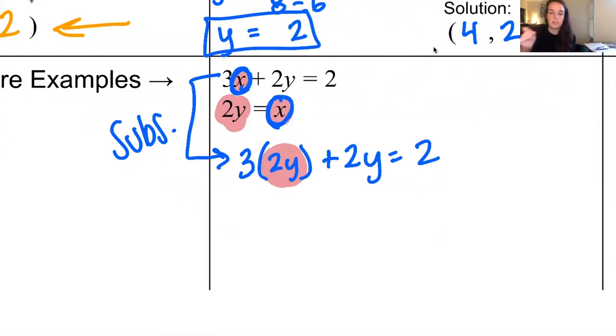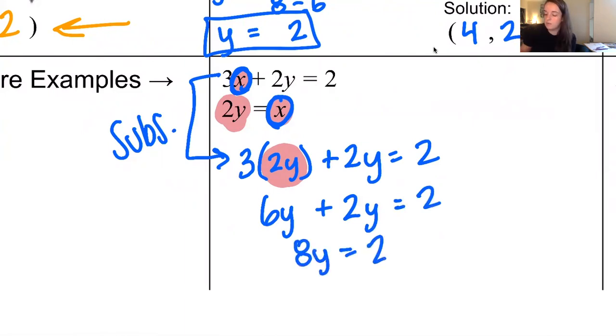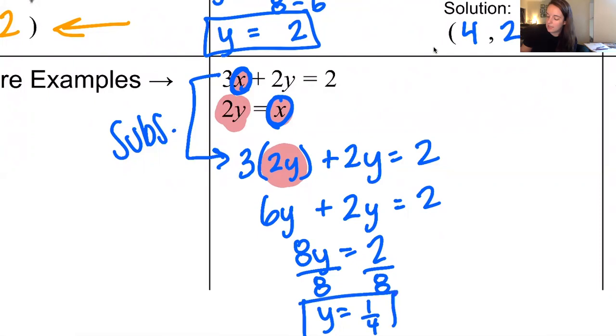So I would have 3 times 2y would be 6y plus 2y equals 2. I'm going to go ahead and combine like terms. So I have 8y equals 2. Divide by 8. Get y equals 2/8, which I can see can be simplified to 1/4. So my y in this case is 1/4. And now I want to plug that in to one of the original equations in order to find out what x is. I think it's probably easiest to plug it in here since that's already solved for x.